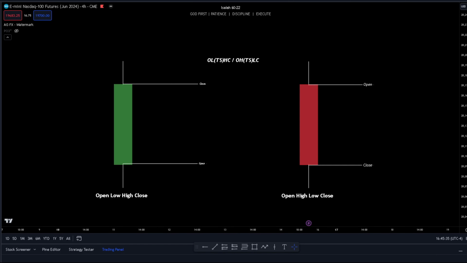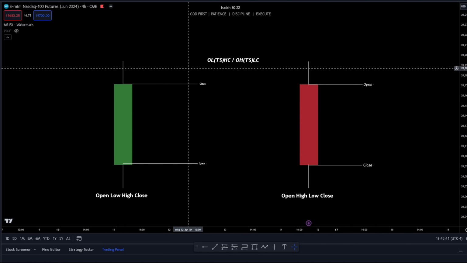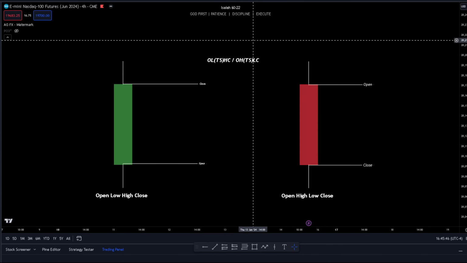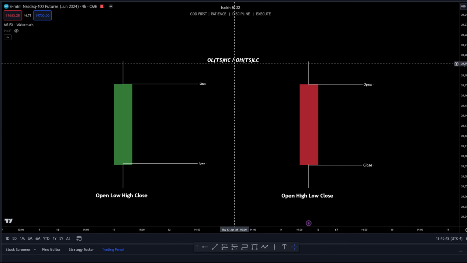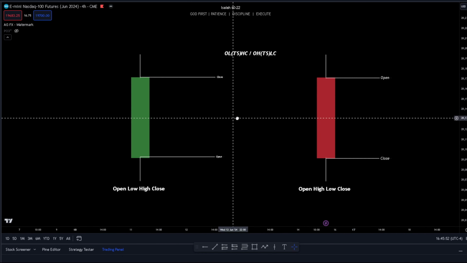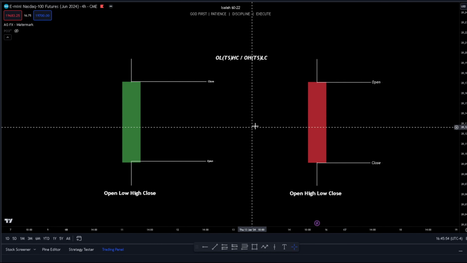What's up, y'all? In today's video, I'll be going over open low high close and open high low close. In other words, open low turtle soup high close and open high turtle soup low close. Later in the video, I'll be breaking down two trades I've taken using the concept, and this is also correlated with the power of three.